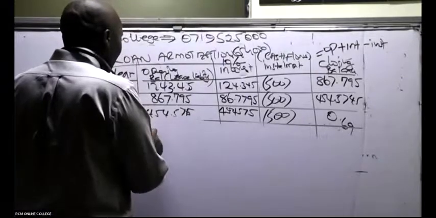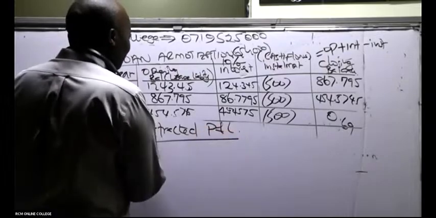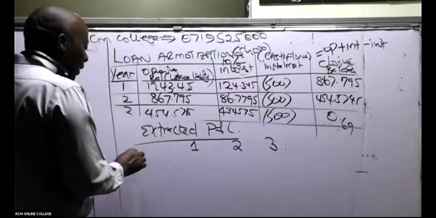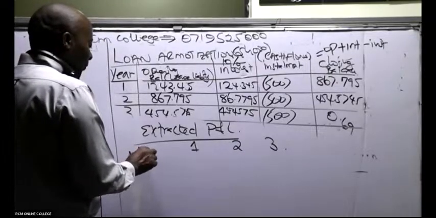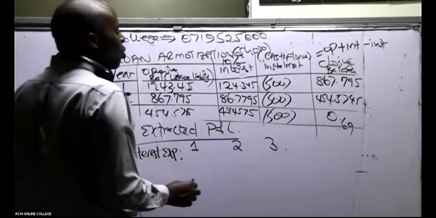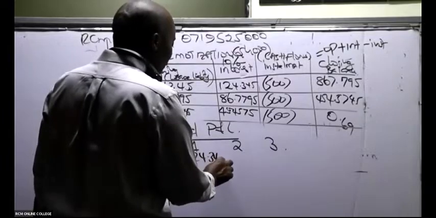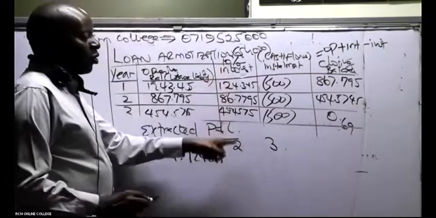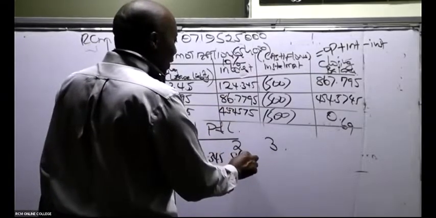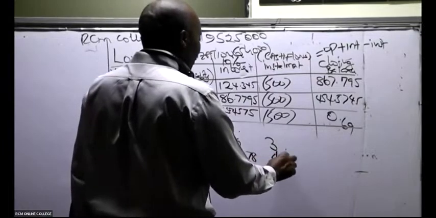So come and give me the extracted P&L. 2 things only. Number 1, it will be the interest expense. So the interest expense, what do we have? 124.345. You simply copy this column. Interest expense, 124.345. We have here 86.78. And then we have here 45.46.